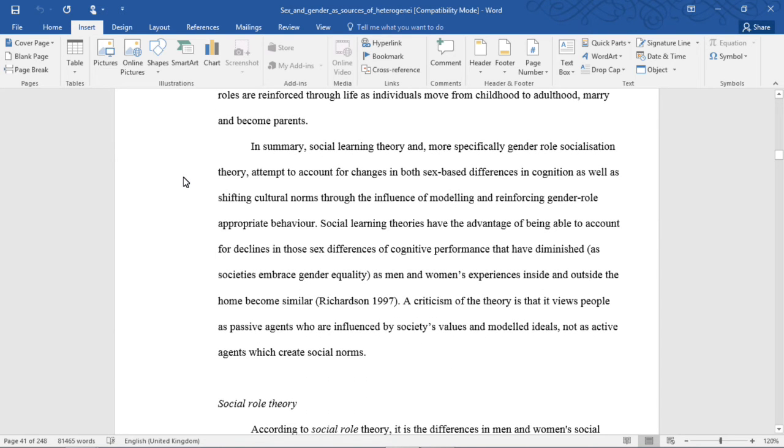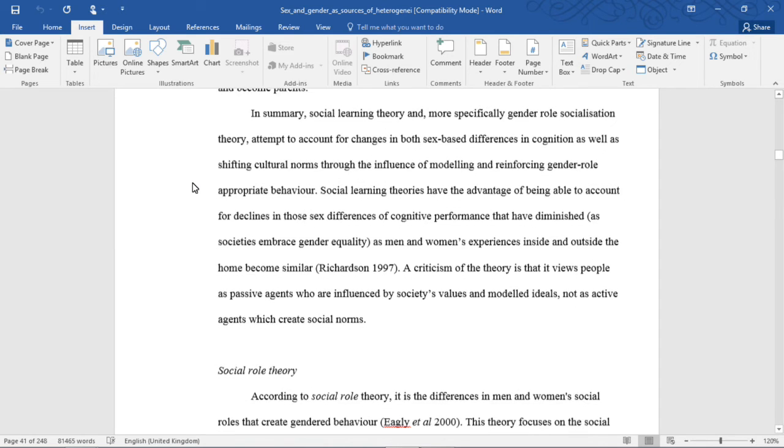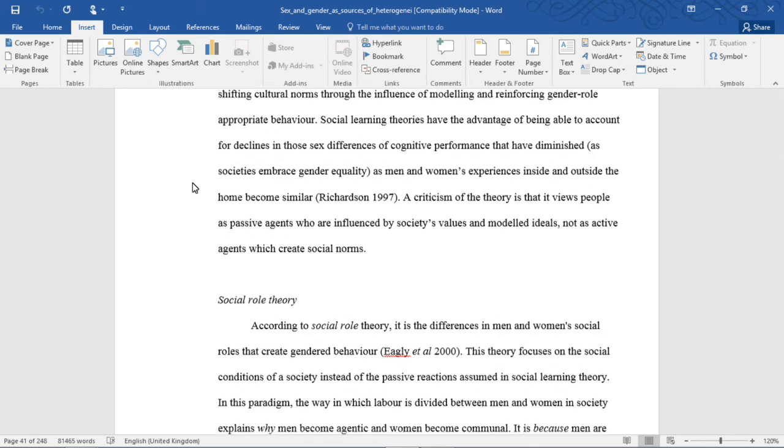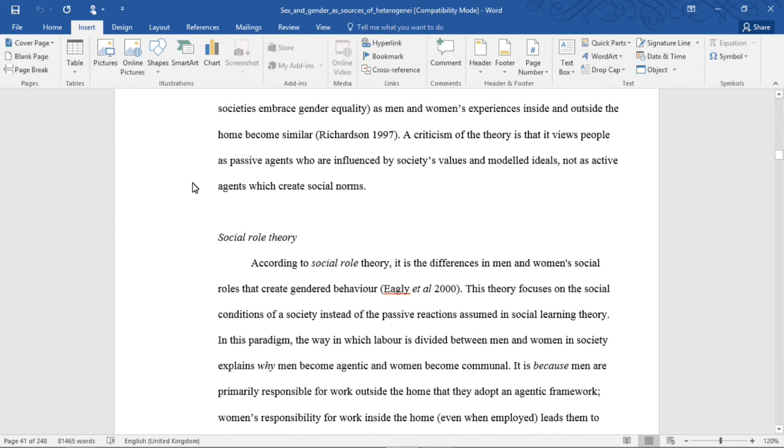In summary, social learning theory, and more specifically, gender role socialization theory, attempt to account for changes in both sex-based differences in cognition, as well as shifting cultural norms through the influence of modeling and reinforcing gender role appropriate behavior. Social learning theories have the advantage of being able to account for declines in those sex differences of cognitive performance that have diminished as societies embrace gender equality, and men and women's experience inside and outside the home become similar. A criticism of the theory is that it views people as passive agents who are influenced by society's values and modeled ideas, not as active agents which create social norms.